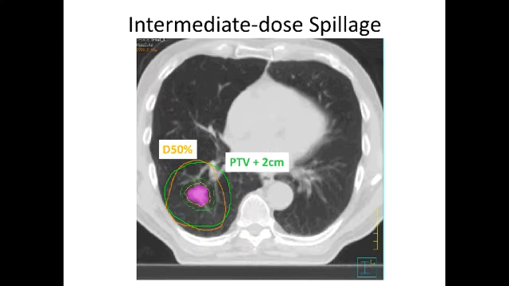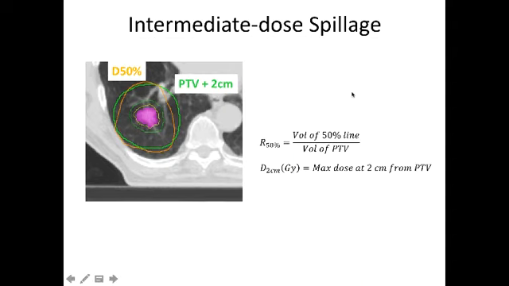Here's intermediate dose spillage, and you can look at two different volumes here. One is the PTV expanded by 2 centimeters, and the other volume is the 50% isodose line from the plan. So let's look at those two values. Our R50% is defined as the volume of the 50% isodose line divided by the volume of the PTV, and you want that to be small, so it's more conformal.